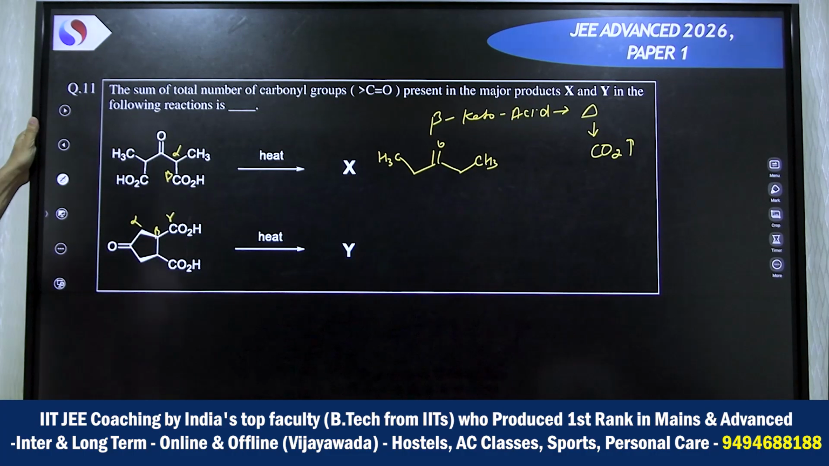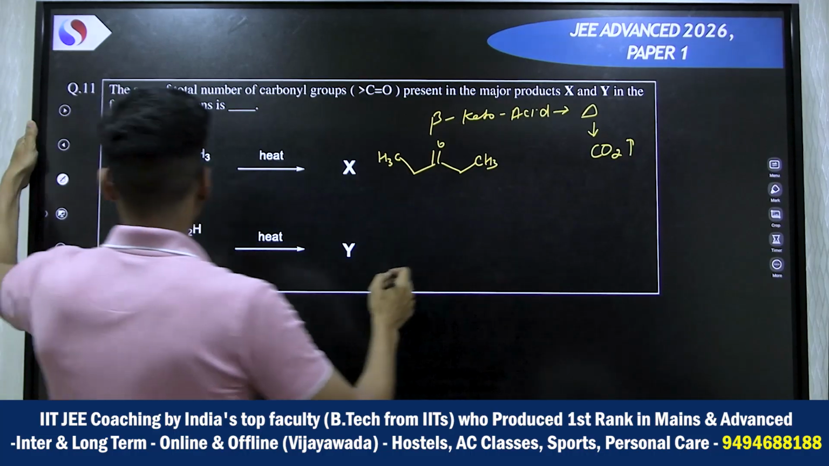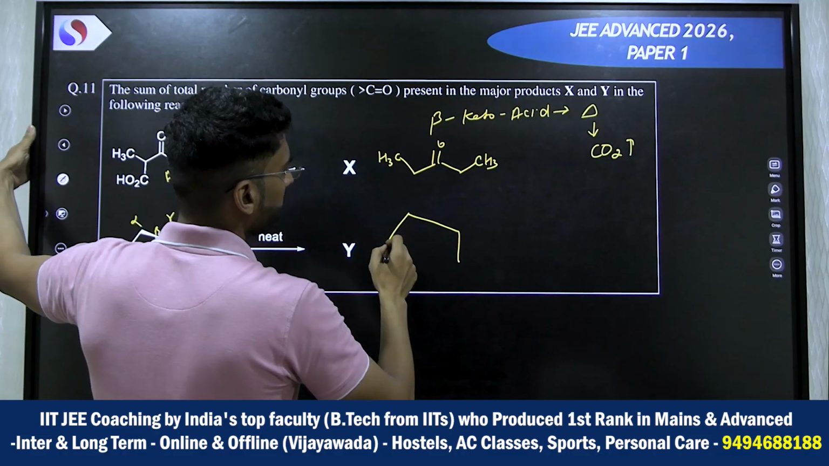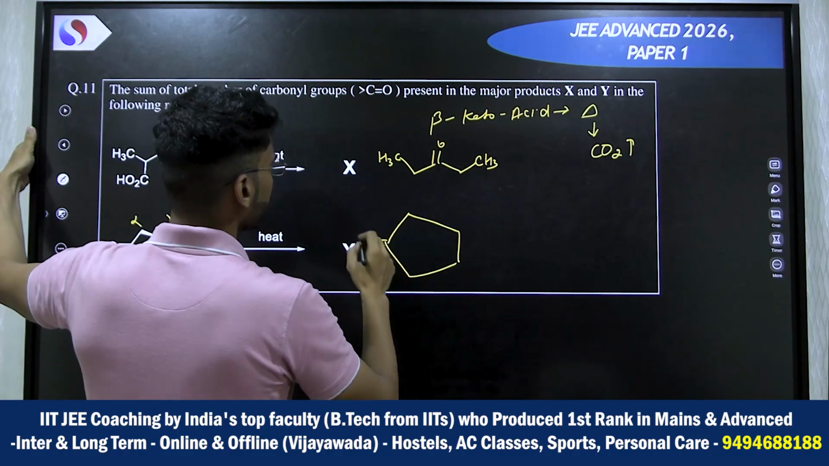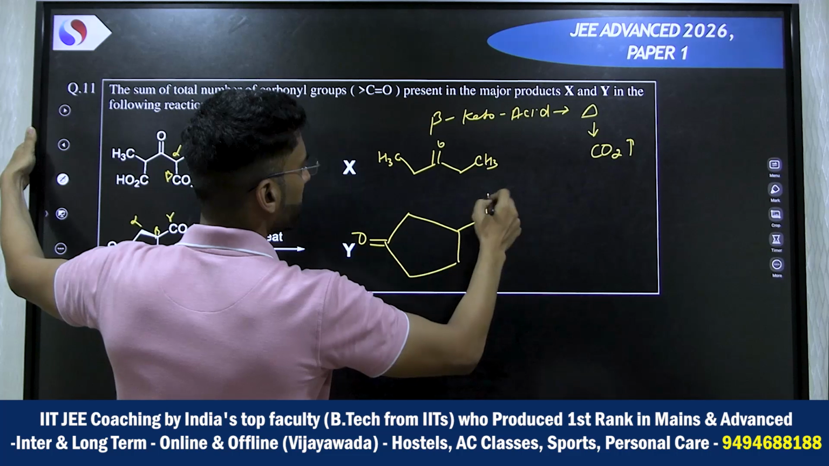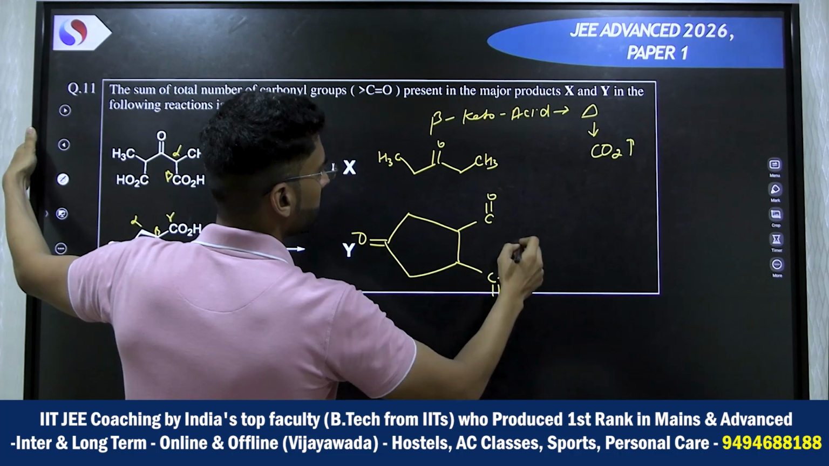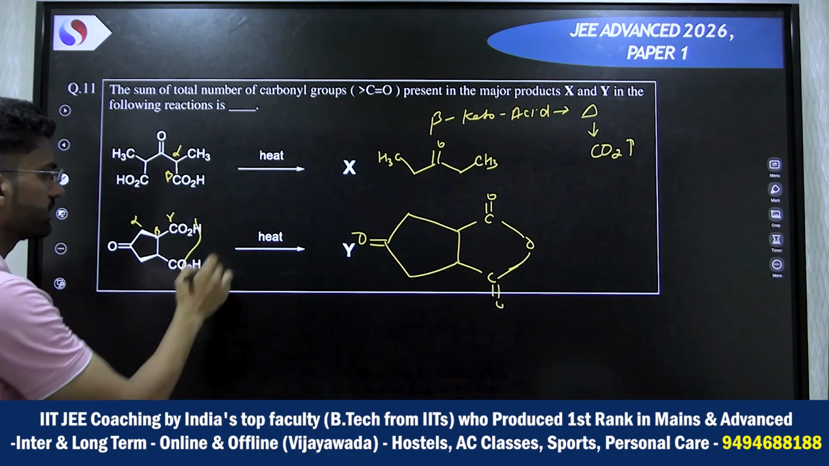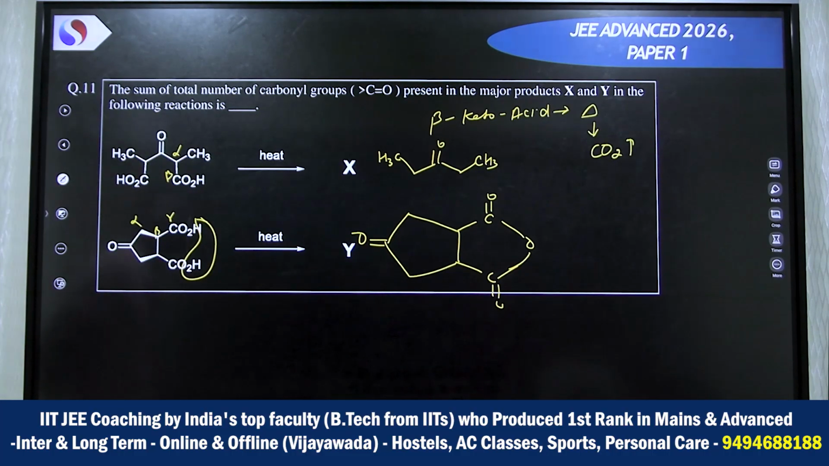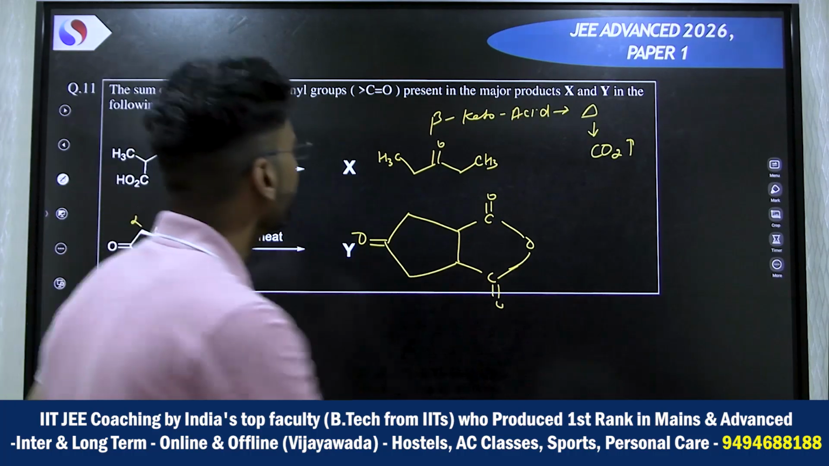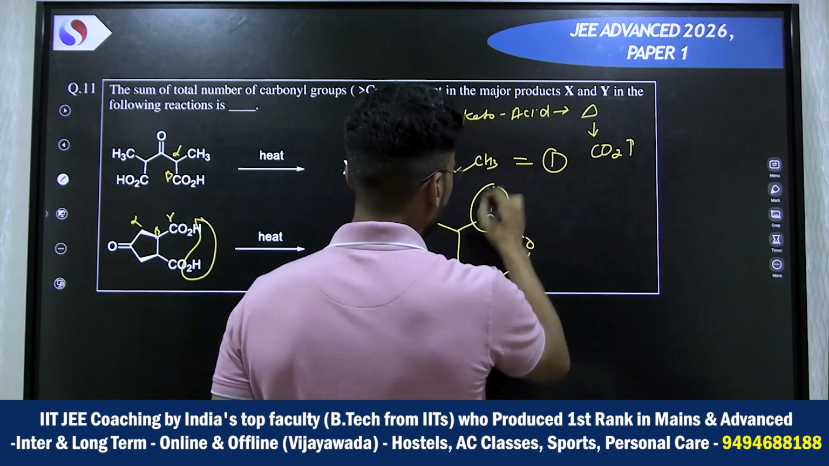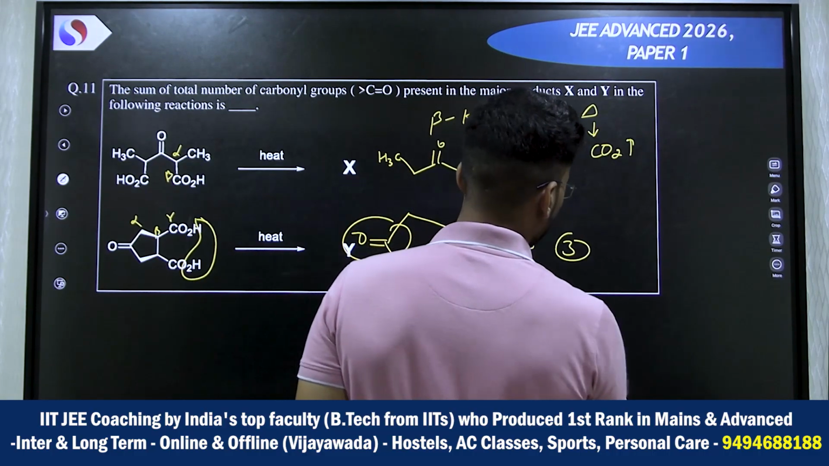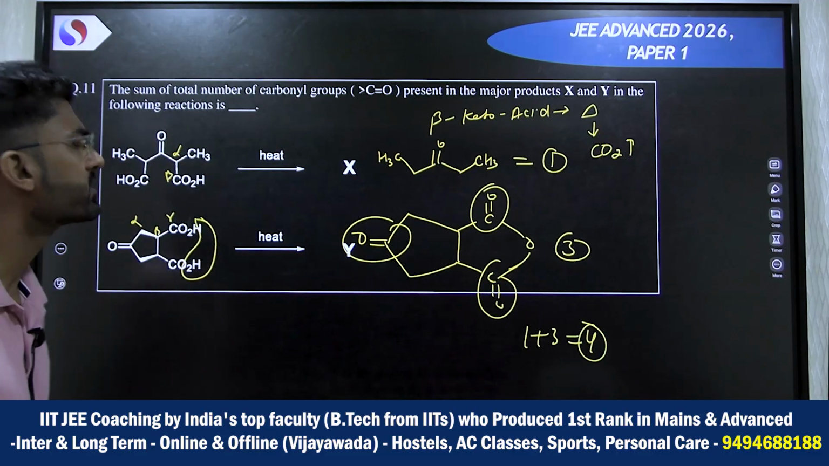This is not a beta keto acid. So what will we do? If you are heating this, this is C double bond O, this is C double bond O, and water will be removed, so it will form this product. What they are saying is the sum of the total number of carbonyl groups. In this case, how many carbonyl groups? 1, 2, 3. So 1 plus 3 equals a total of 4 carbonyl groups. It was a simple question.